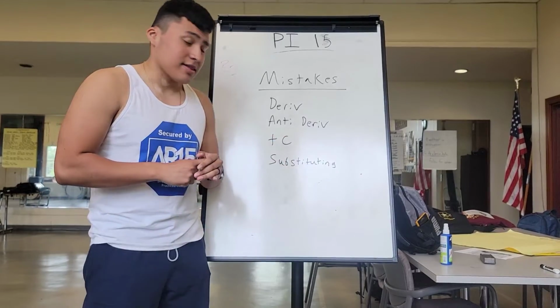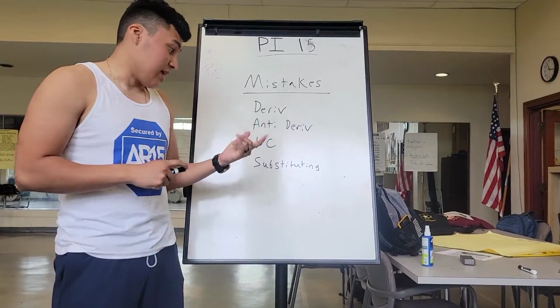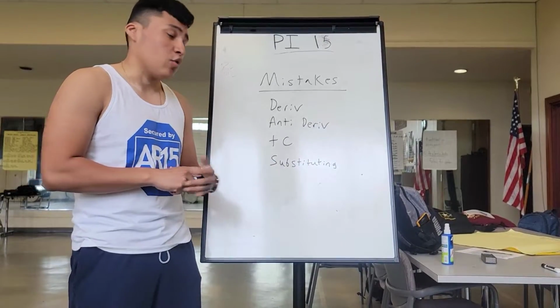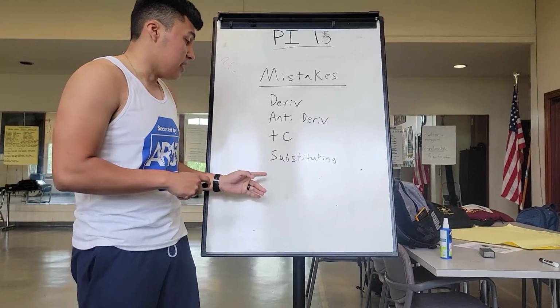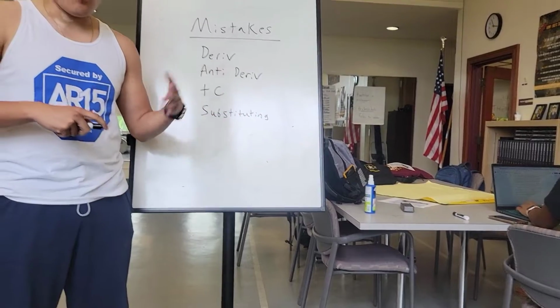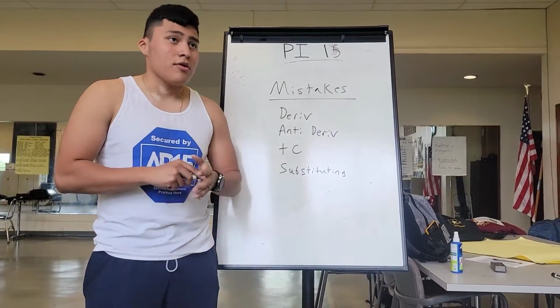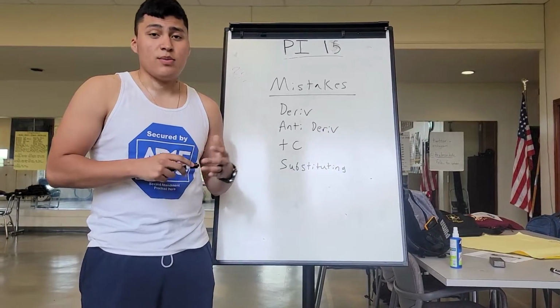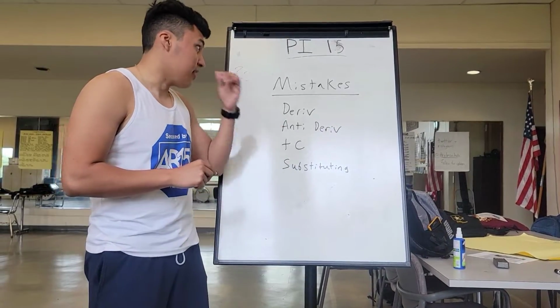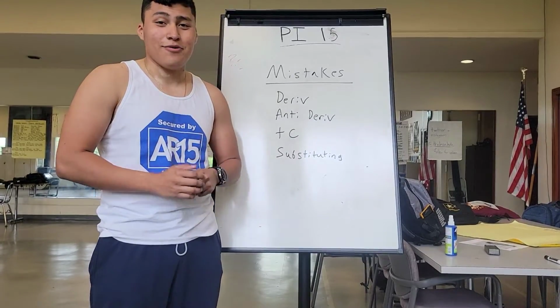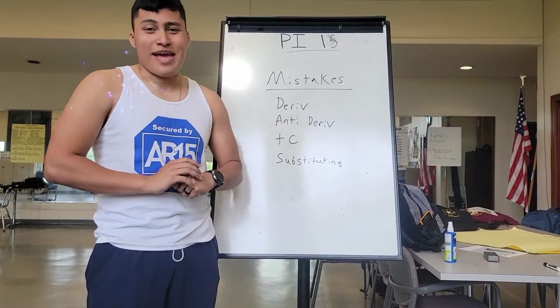Next is the constant that comes with the integral of dx, which is plus c. A lot of people forget to add the plus c at the end of the integral, and even forget to substitute that c when the question asks to do so. All of these things come together and are probably the biggest mistakes people make throughout PI 15, but with lots of practice and our help from our video, you can be a master at PI 15.